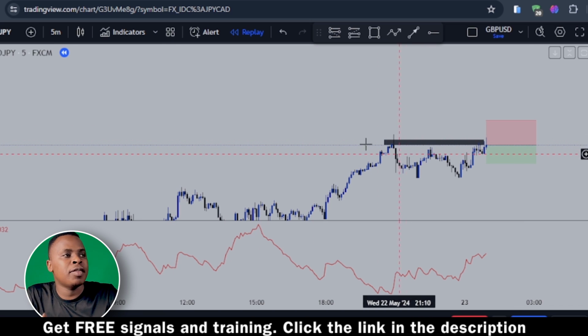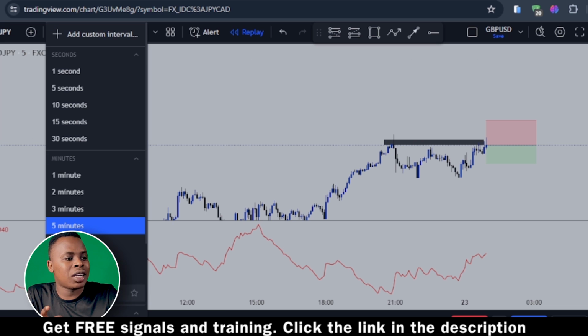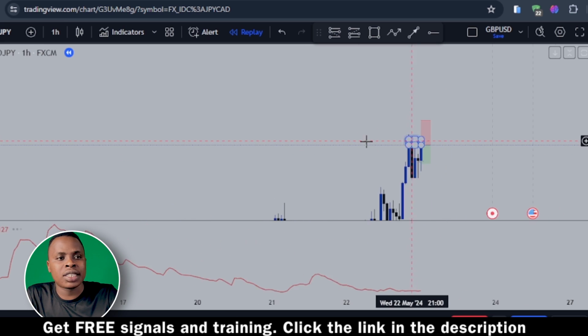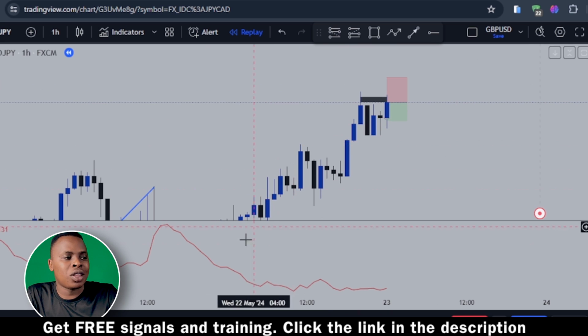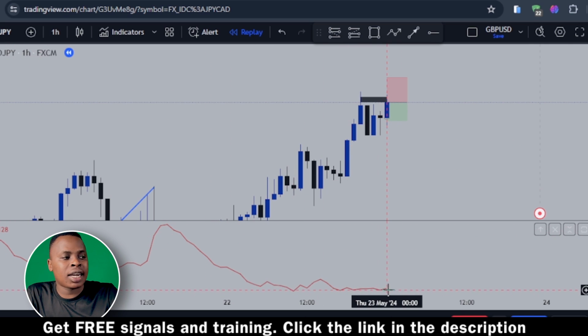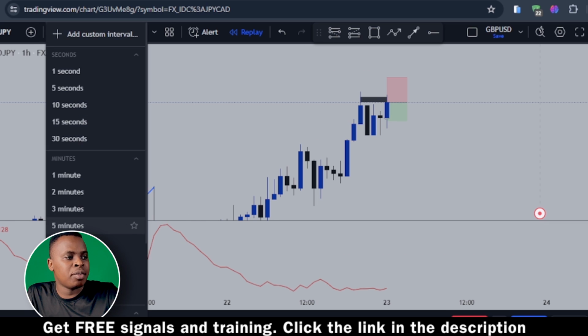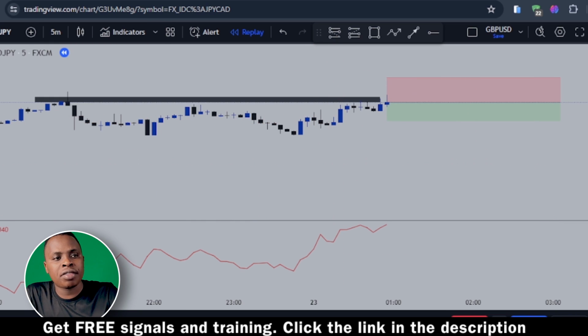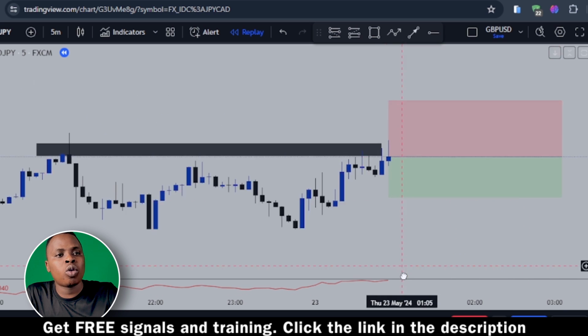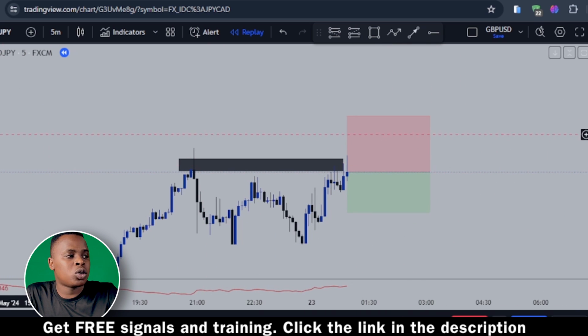So if you are on the 5-minute time frame, I'm going to go to the 1-hour time frame, which is right here, and I'm going to look for the ATR. The market is not moving very much right now, but the ATR is 0.126. Now we go back to the 5-minute time frame, and I'm going to look for the ATR and look for 0.126.